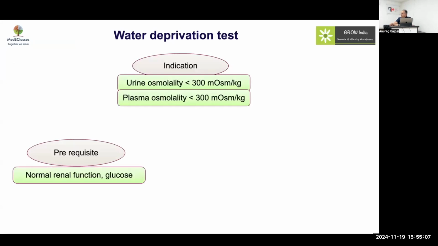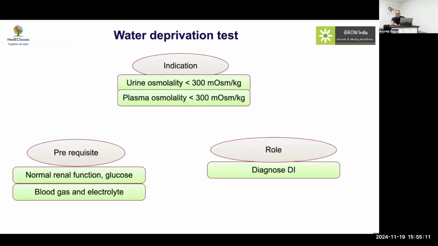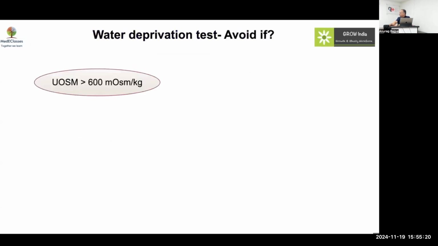Prerequisite is normal renal function, glucose, blood gas, electrolytes. This I have already discussed. The role is mainly to diagnose, rule in or rule out DI and to classify DI if it is there. It should be avoided if your osmolality is more than 600. Your work is done. Why do you need to do that?